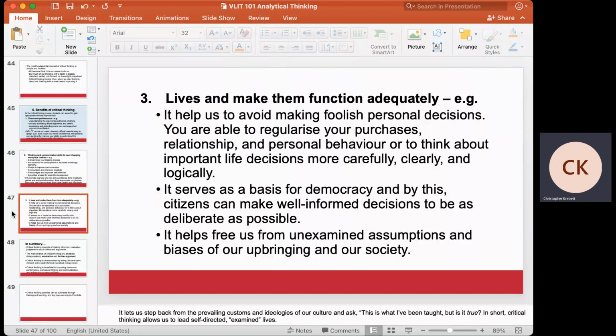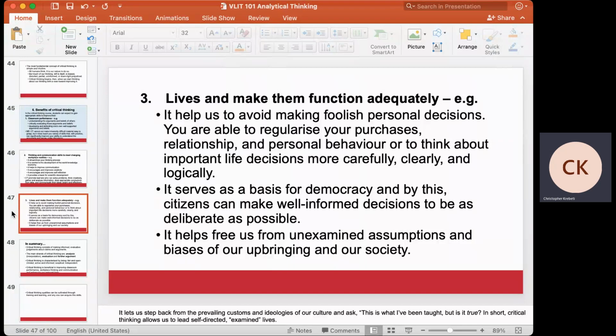So you'll be able to regularize your purchases, your relationships as you have them now, and personal behavior, or to think about important life decisions more carefully, clearly, and logically. It also serves as a basis for democracy, and by these, citizens can make well-informed decisions and be as deliberate as possible. That is what will help us in voting for the right candidates or people to be leading us politically. It also helps free us from unexamined assumptions and biases of our upbringing and our society.